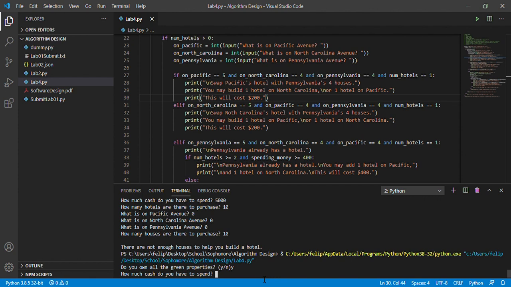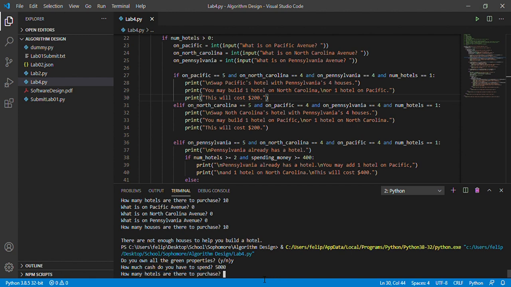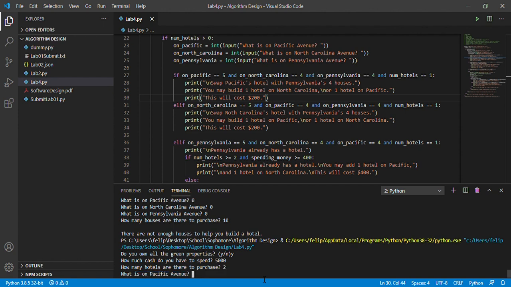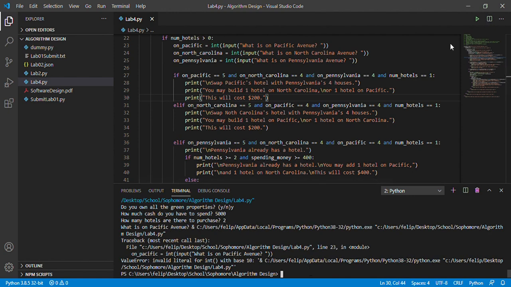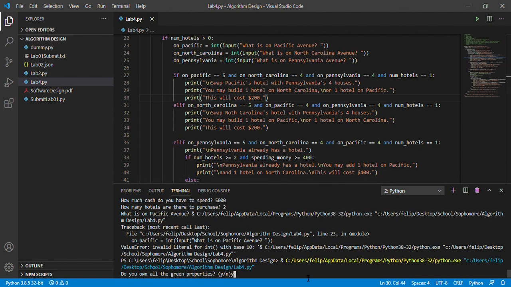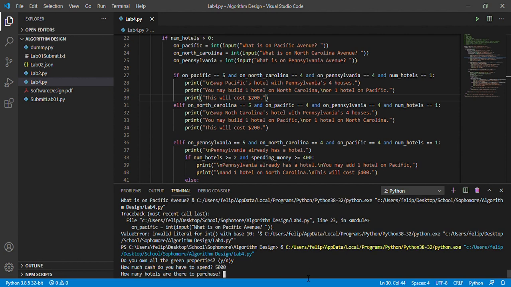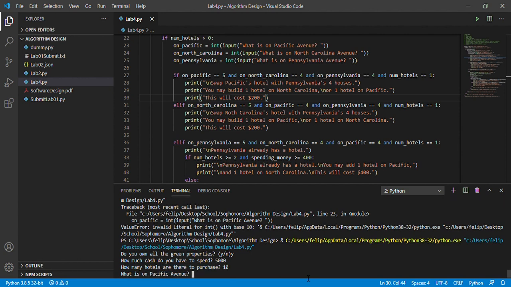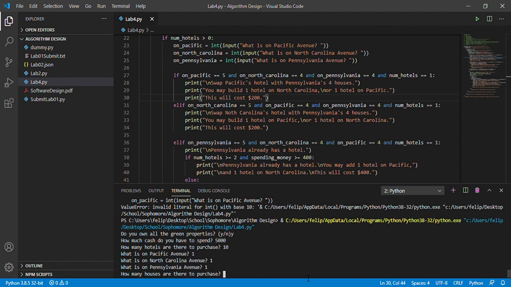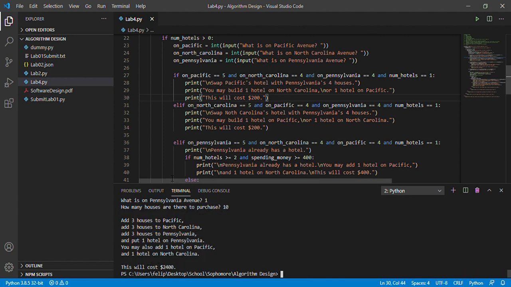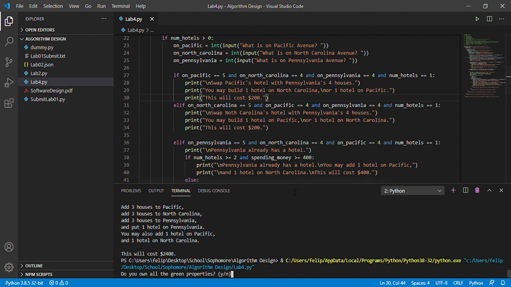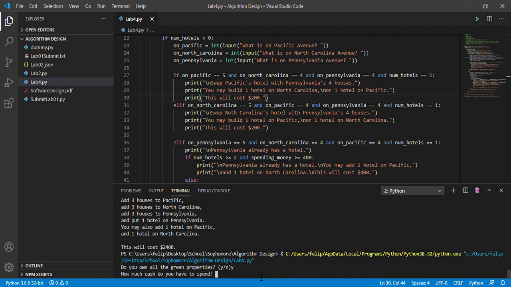The next test case, we also have $5,000. There are two hotels to purchase. Oh, sorry. The next test case, we have $5,000. There are 10 hotels to purchase. When we have one house on each property, and there are 10 houses to purchase, and the message comes telling us what we need to buy and where to have a hotel in Pennsylvania.